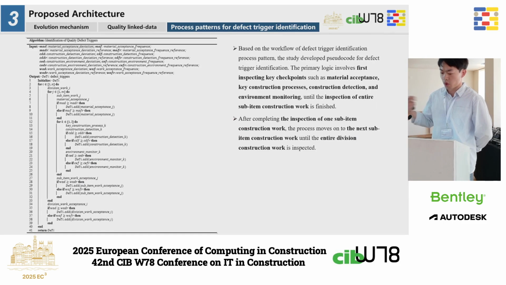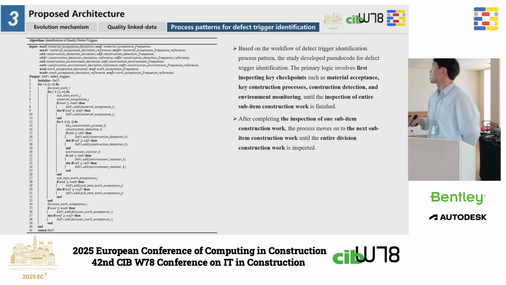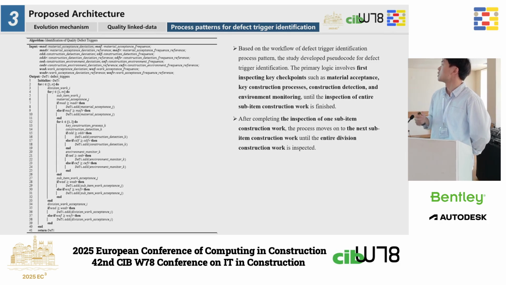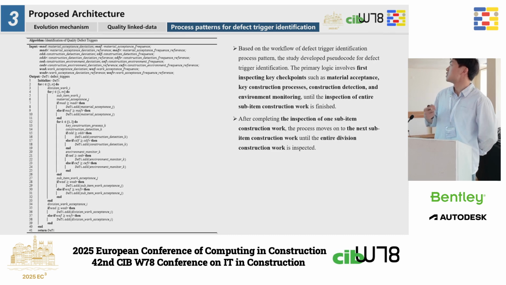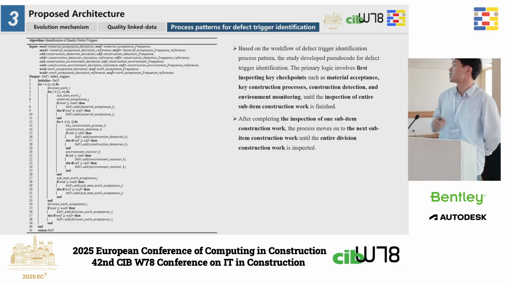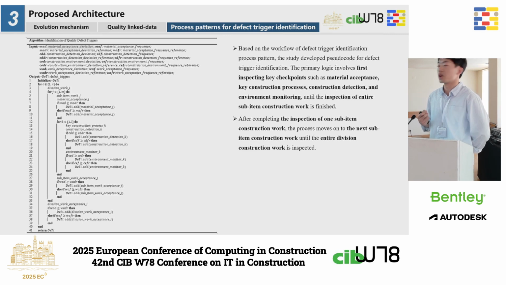So based on the workflow of the defect trigger identification process pattern, the study developed the pseudocode for defect trigger identification. The primary logic involves first the inspection of key checkpoints such as the material acceptance until the inspection of the entire sub-item construction work is finished. After completing the inspection of one sub-item construction work, the process then moves on to the next sub-item construction work until the entire sub-division construction work is inspected.